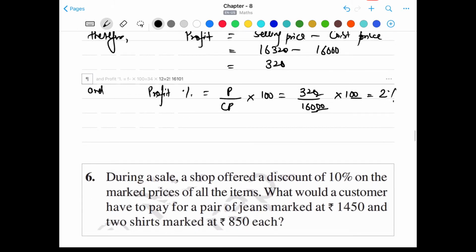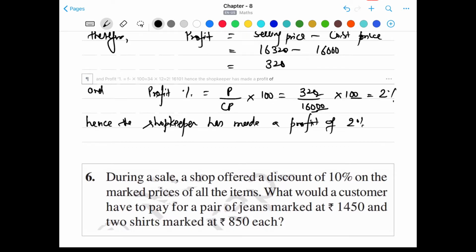Hence the shopkeeper has made a profit of 2% on the whole transaction. That's the answer of question number 5 of exercise 8.2.